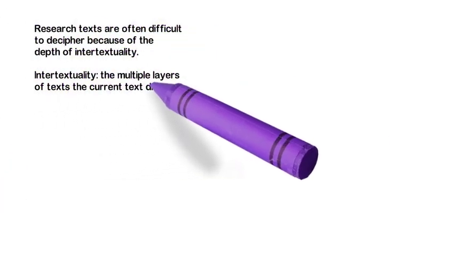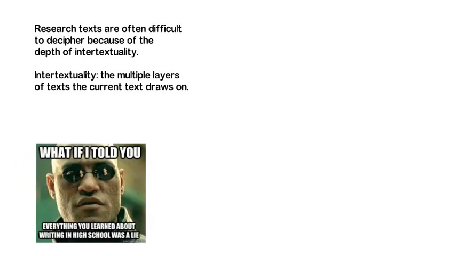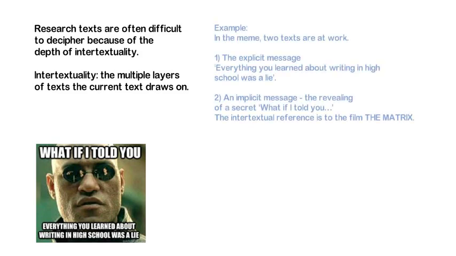Research texts are often difficult to decipher because of the depth of intertextuality. Intertextuality is the multiple layers of text that the current text draws on. So have a look at this meme. In the meme, there are 2 texts at work. The explicit message, everything you learned about writing in high school was a lie. And the implicit message, the revealing of a secret, what if I told you?